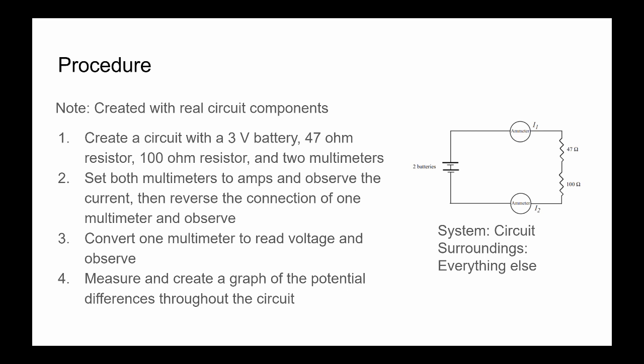So before we get into the procedure, it must be noted that we used real circuit components for this lab and that the system is the circuit and everything else is surrounding. So for the first part, we first created a circuit with a 3-volt battery, 47 ohm resistor, 100 ohm resistor, and 2 multimeters. And then we set both multimeters to read amps, and we observed the current, and then we reversed the connection of one of them and saw what would happen. Then we changed one of the multimeters to voltage and found the data. Then measured and created a graph of the potential differences throughout the circuit.